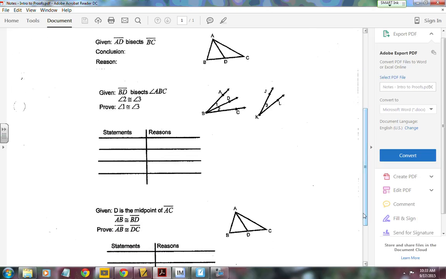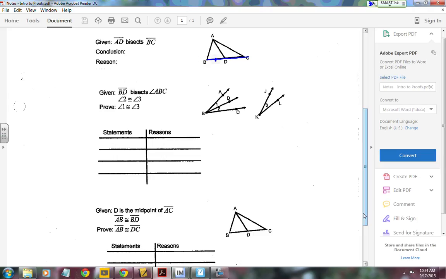All right, look at the next one. Now look at the words here. It says AD bisects BC. AD bisects BC. What is being bisected? BC is being bisected. Okay? So this is what's being bisected. So what can we get from that?